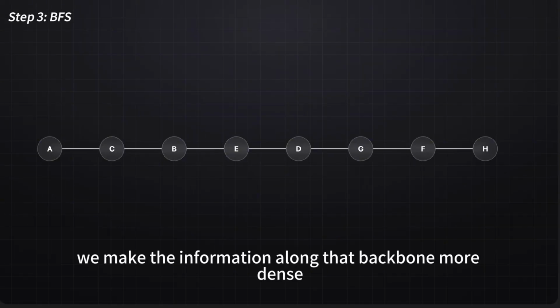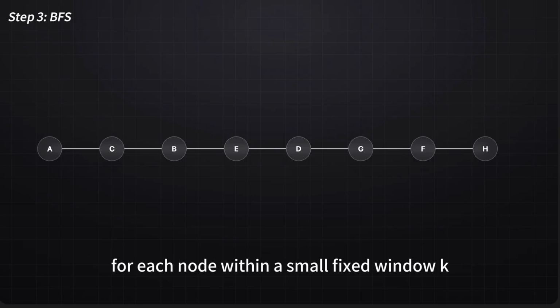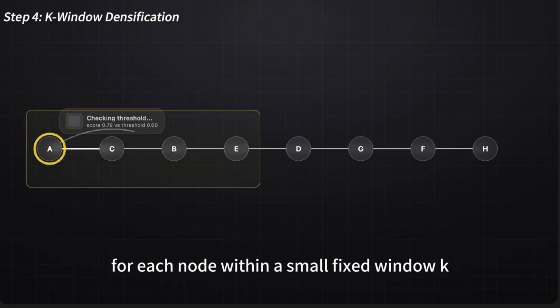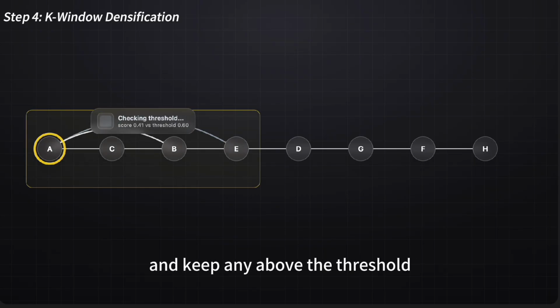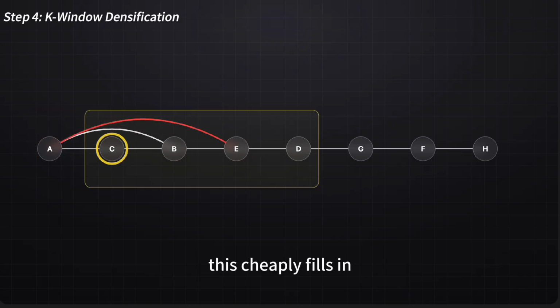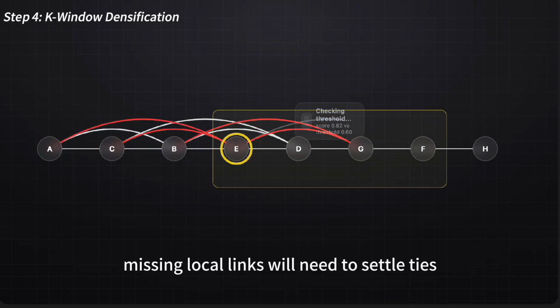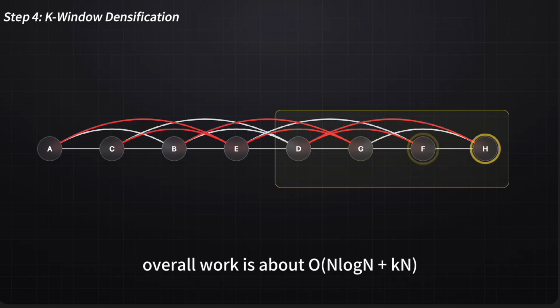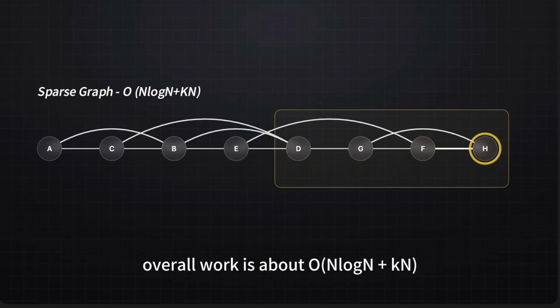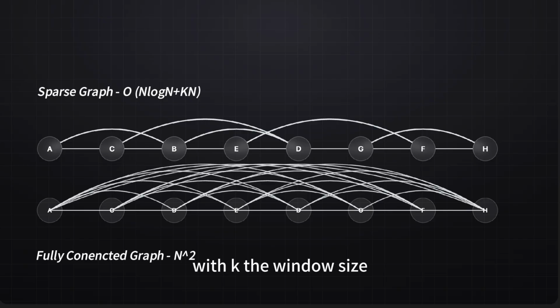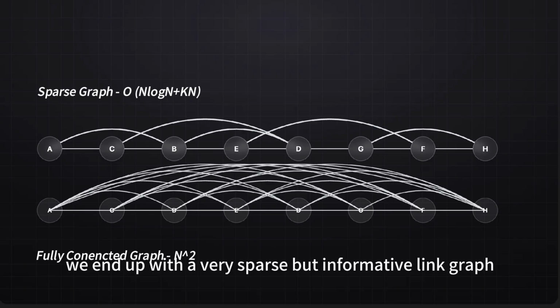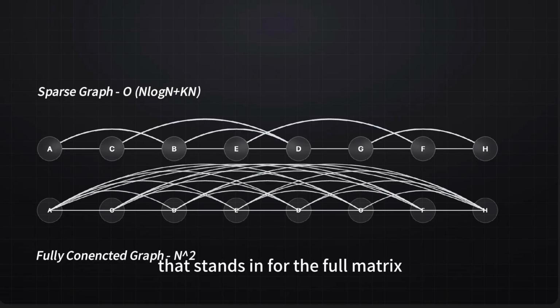Now we make the information along that backbone more dense. For each node, within a small fixed window K, we try the remaining pairs and keep any above the threshold. This cheaply fills in missing local links we'll need to settle ties. Overall work is about O of n log n plus k times n, with k the window size. We end up with a very sparse but informative link graph that stands in for the full matrix.